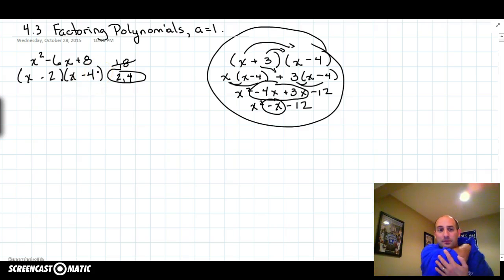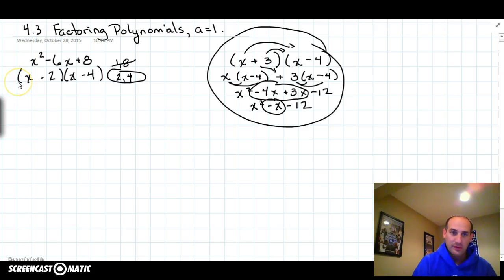I know it's right, because if I multiplied it back out, I would end up with what I did on the other side, x squared minus 6x plus 8. So that's how I know that my answer is right. I can still multiply it out at the end, which is going to be a way to self-check those type of things. Look at another one here.